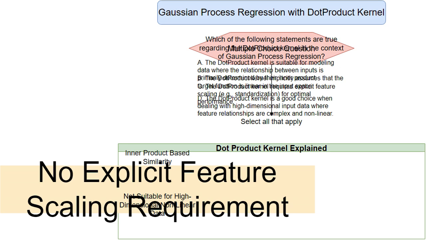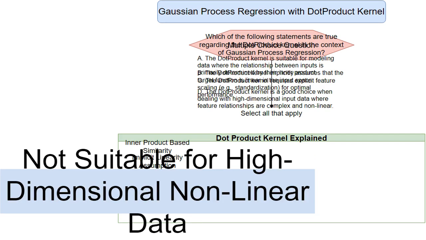However, I would always recommend considering scaling for numerical stability and possibly better performance. It's a good practice. I want to be clear, the DotProduct kernel is not ideal for complex scenarios. Its assumption of linearity makes it unsuitable when dealing with high-dimensional data where the relationships between features are complex and nonlinear. If you have this kind of data, consider other kernels that can capture nonlinearity better.